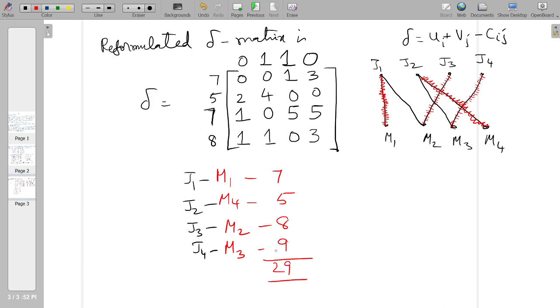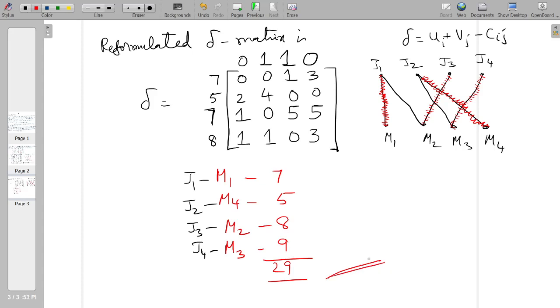So in this case, the given problem has got a unique assignment. Okay, I can have more than one assignment, but this problem has got a unique assignment, and the maximum time taken is 29. So this completes this particular problem.